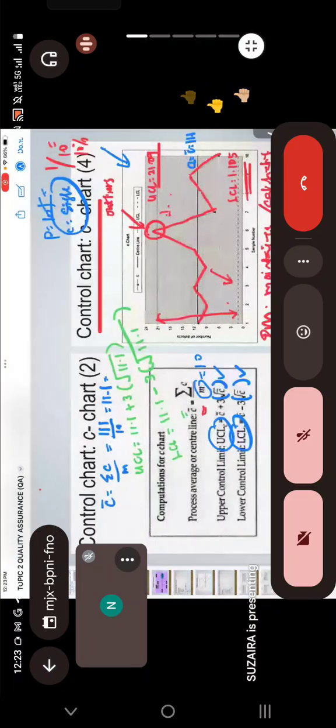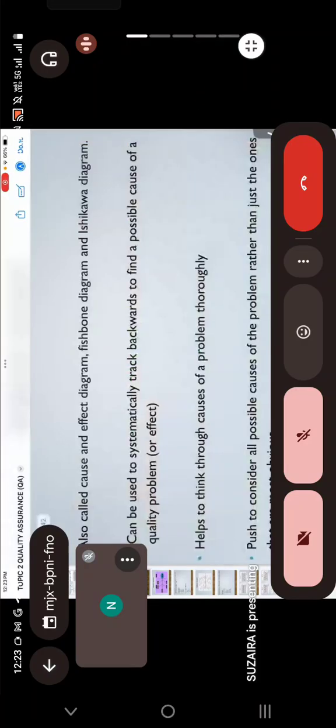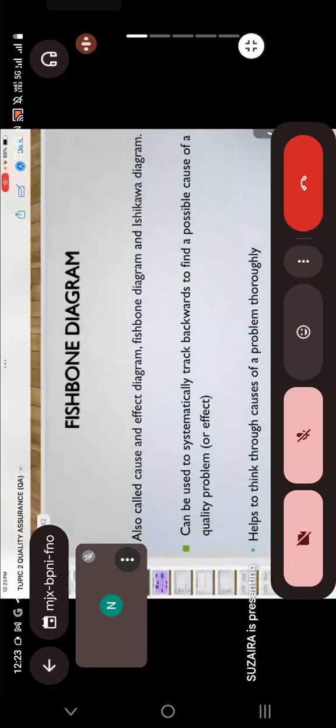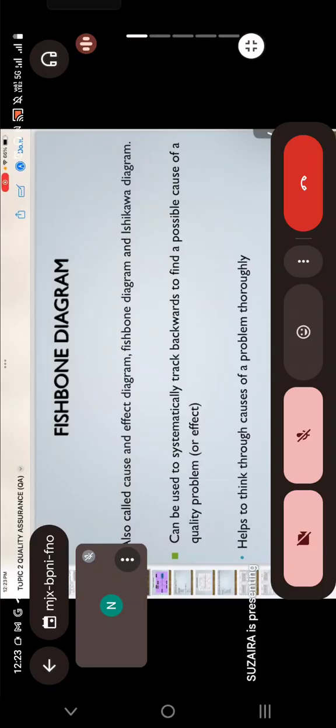Okay, all right. So now let's look. I just want to finish QA because your test would be from chapter 1 until chapter 3. So the next one, we've done with the calculation. We only have like 2 calculations: one is for the control chart, the other one is Pareto. So we've done with that. Alhamdulillah. Now we are going to look at the fishbone diagram.